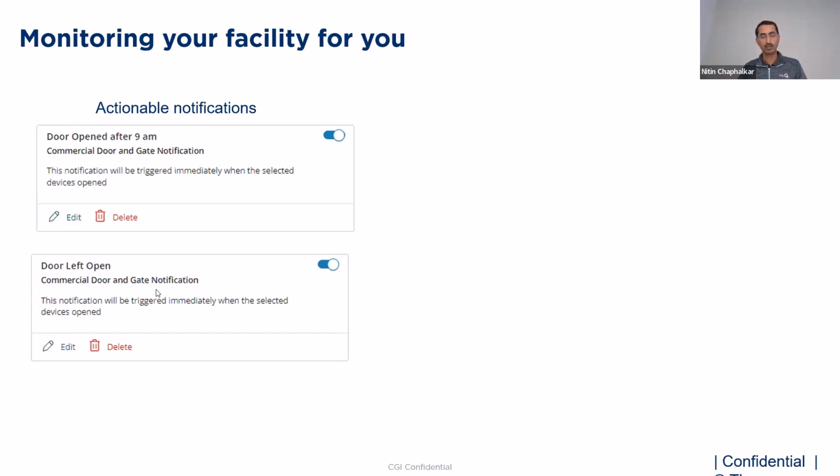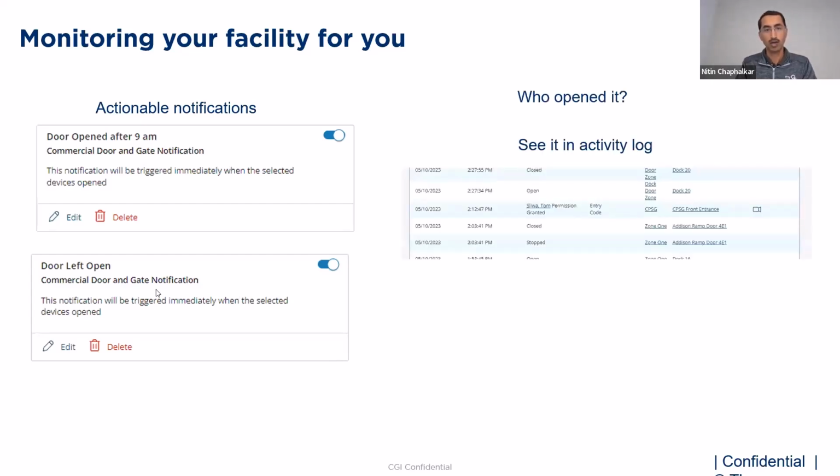Versus if you open it through MyQ facility, you actually know that this was the user who opened it, and you can get a notification that the door was opened at 10 p.m. for so and so facility. Now you can take action on it because it's a text message or an email that you are going to get. Similarly, who opened it, you can see in the activity log and it's clearly visible.